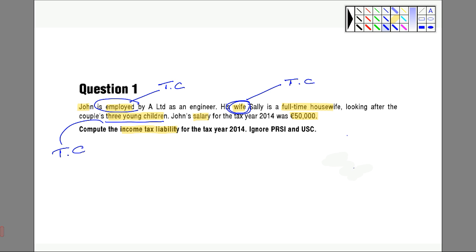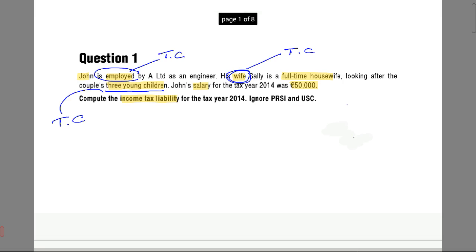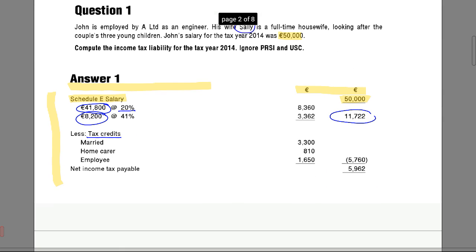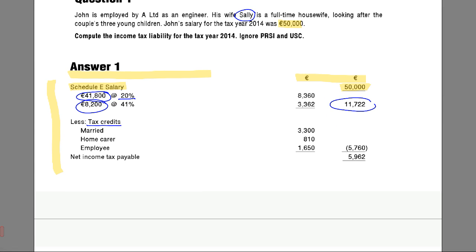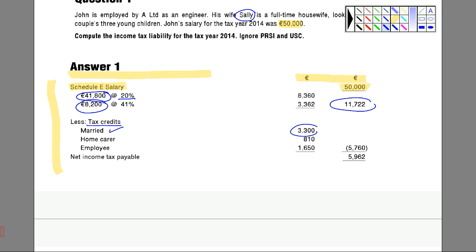Okay, so if we look back at the answer now on the tax credits area, you'll see that very simply all that they do is simply list each of the credits. There's the married one. I'll come back to the home care in a second. There's the employee one. He is employed, therefore he's entitled to it. Now this home carer issue, when does or where does the home carer credit kick in? This one here, how would we have known?